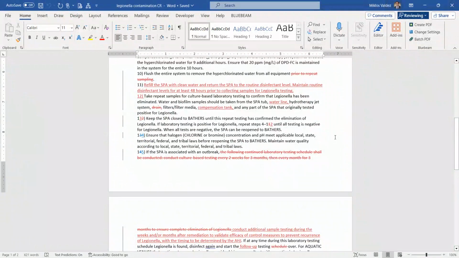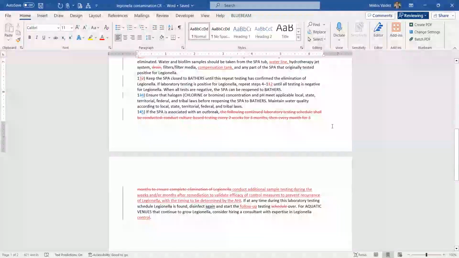And number 15, instead of saying retest, laboratory tests shall be conducted every 2 weeks for 3 months, then every month for 3 months. That was what the previous rec said. But instead here, it's saying during the weeks and or months after remediation to validate efficacy of the control measures to prevent recurrence of Legionella, with the timing to be determined by the authority. And then AHJ, I think that's kind of good too.